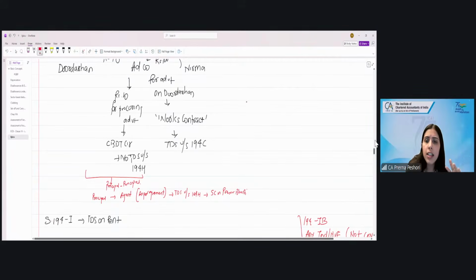Now, here again, they are not technically in the nature of an agent. They are acting on their own account. It's a principal to principal basis, just like the recharge vouchers. So here also the Supreme Court held in Ahmedabad Stamp Vendor Association that there is no requirement to deduct the TDS under 194H, because this is a principal to principal contract and not that of the principal to agent.